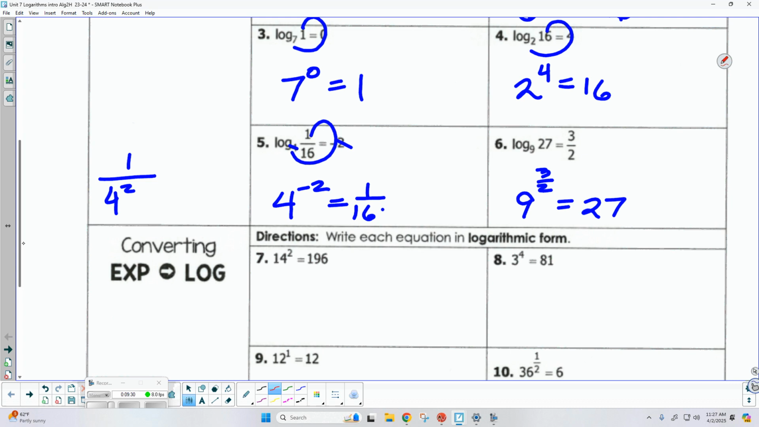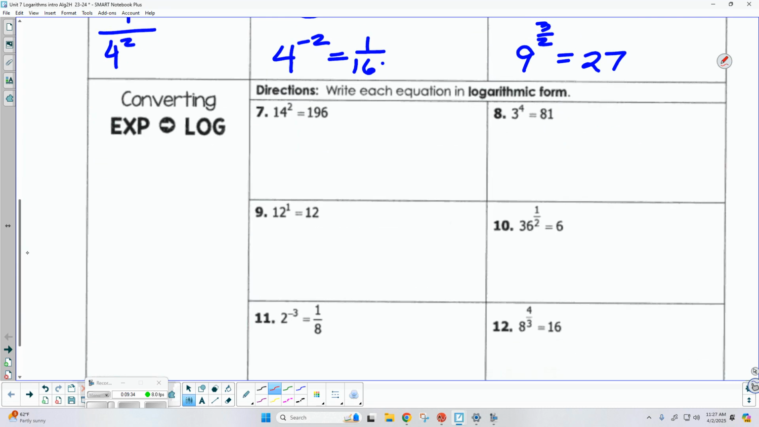Okay. Well, now what we're going to do is reverse that process. I'm going to give you an exponential, and then you're going to tell me what the corresponding log statement is. We still have the same 3 parts. So number 7, 14 squared equals 196. So 14 is my base. What's 2? That's my power. So that means 196 is my what? Argument.